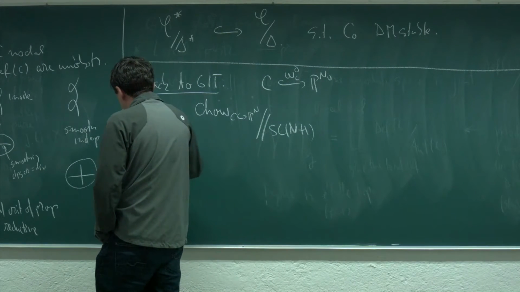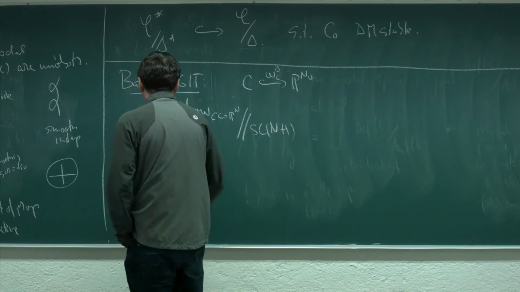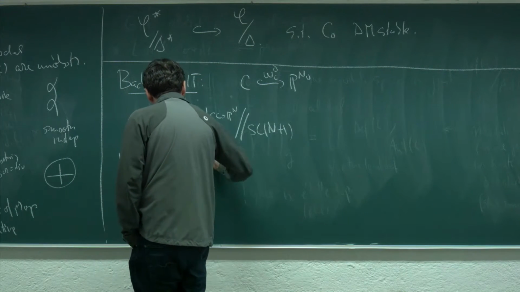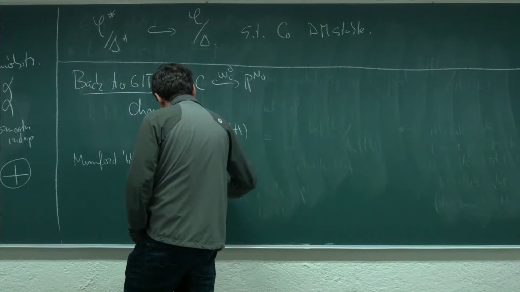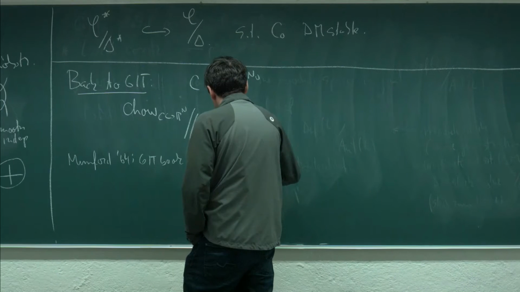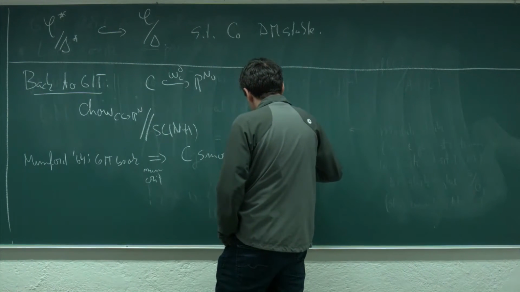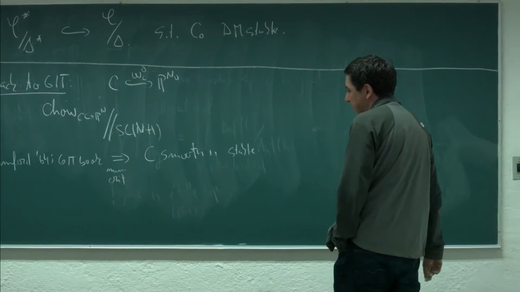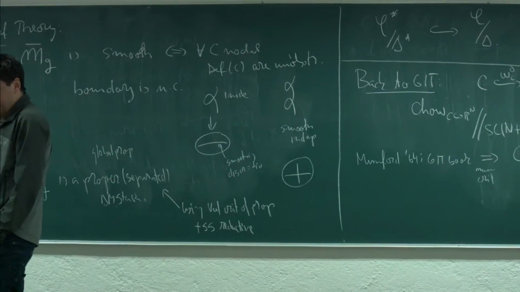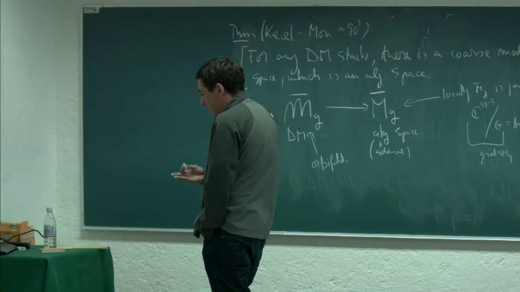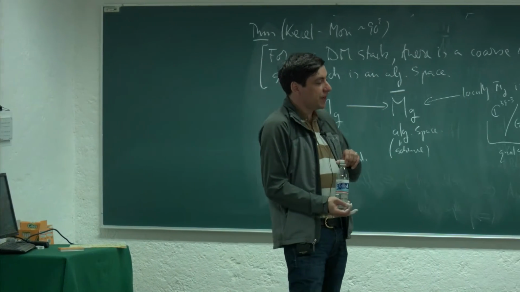So Mumford, I guess in '65, maybe '64, this is why he wrote the GIT book, proved using the numerical criterion that C smooth is stable. It's an oversimplification, but we did it last time. I mean, yesterday in the tutorial, we discussed, for instance, that a smooth cubic is GIT stable.